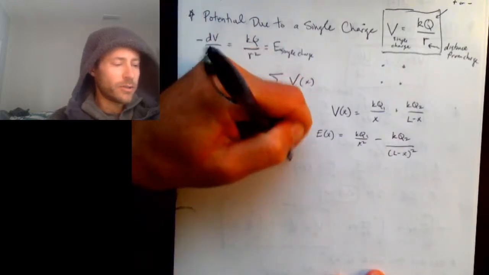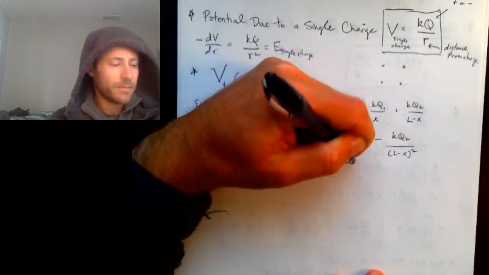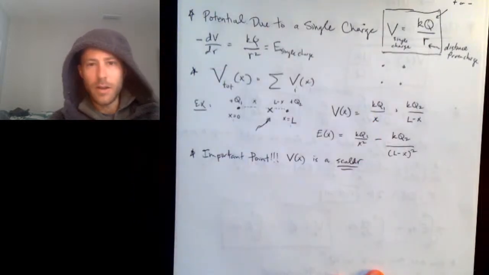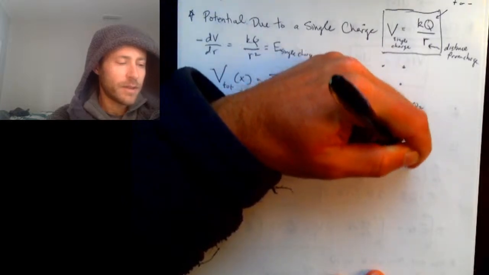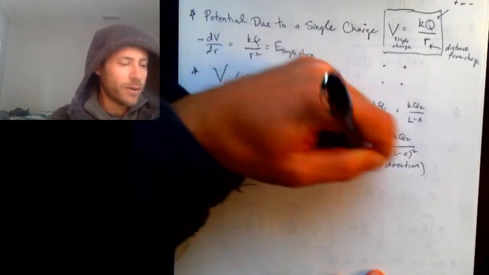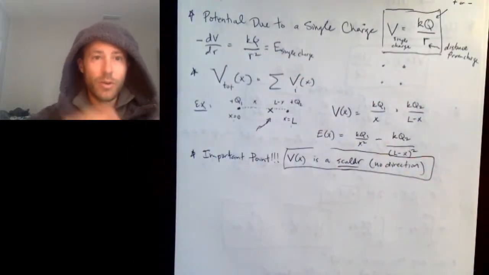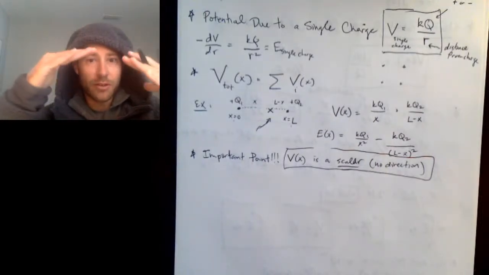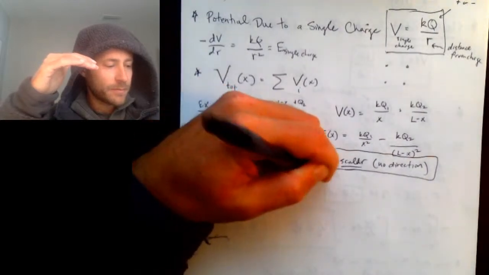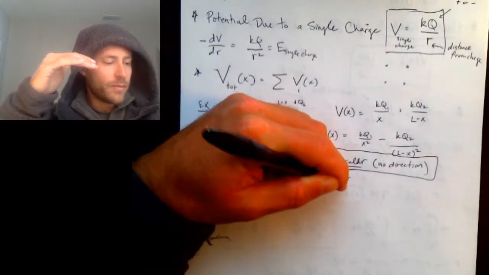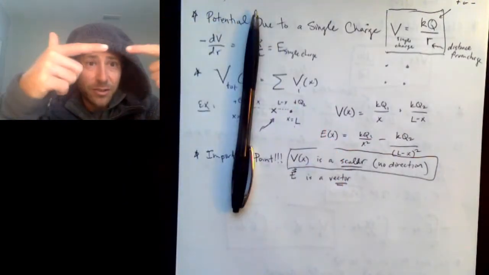The electric potential is a scalar, meaning it has no direction. So if we thought about doing electric fields, we had to worry about the directions because the electric field is a vector. For example, if two electric fields point in opposite directions, they cancel each other out.